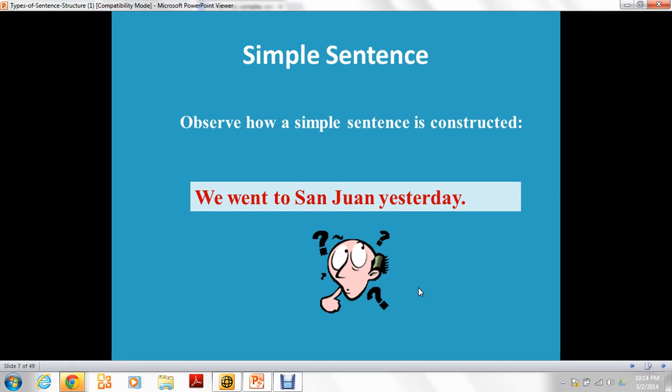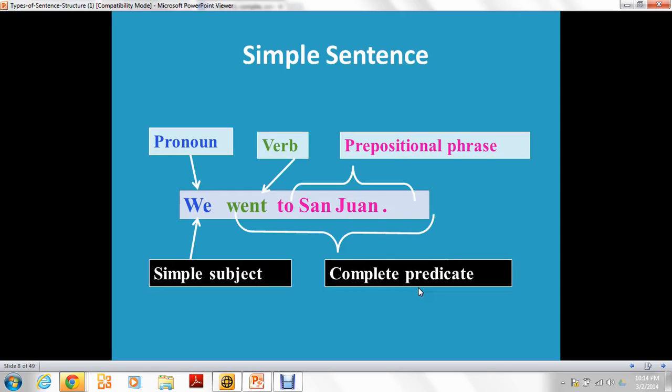Observe how a simple sentence is constructed. We went to San Juan yesterday. The pronoun for the simple subject is we. The pronoun is actually the simple subject. Went is a verb. To San Juan is the complete predicate. One subject, one predicate.